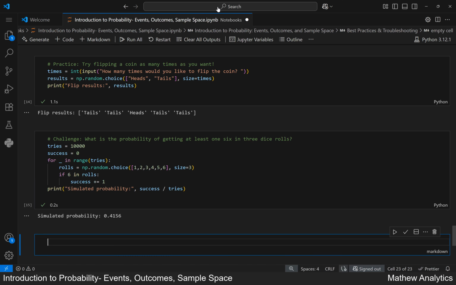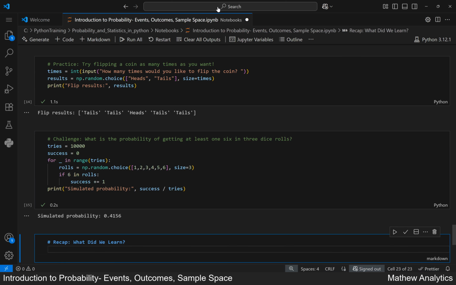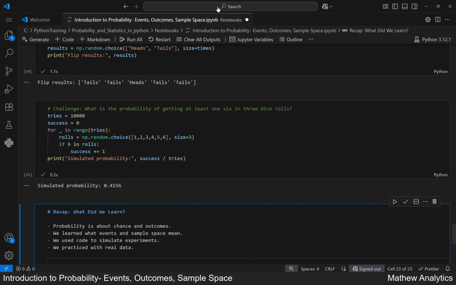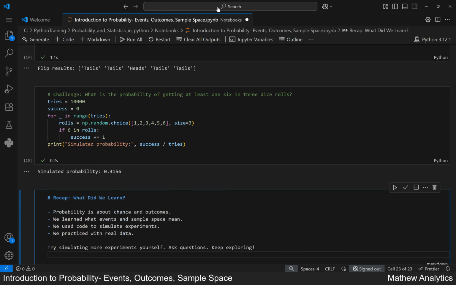Recap: what did we learn? Probability is about chance and outcomes. We learned what events and sample space mean. We used code to simulate experiments. We practiced with real data. Try simulating more experiments yourself. Ask questions. Keep exploring.